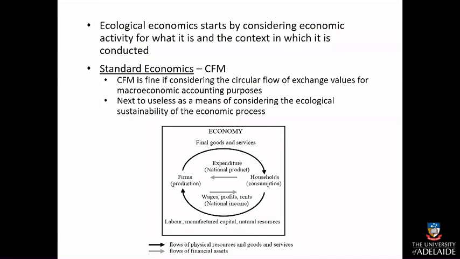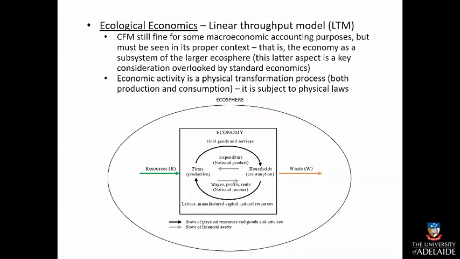So this circular flow model is fine if what we're considering is the circular flow of exchange values for macroeconomic accounting purposes. But it's next to useless as a means of considering the ecological sustainability of the economic process. So what ecological economists do is they place the economy within the greater ecosphere. Now, we can still represent the economy as a circulation of exchange values, but it's not the circulation of physical goods and services. Okay.